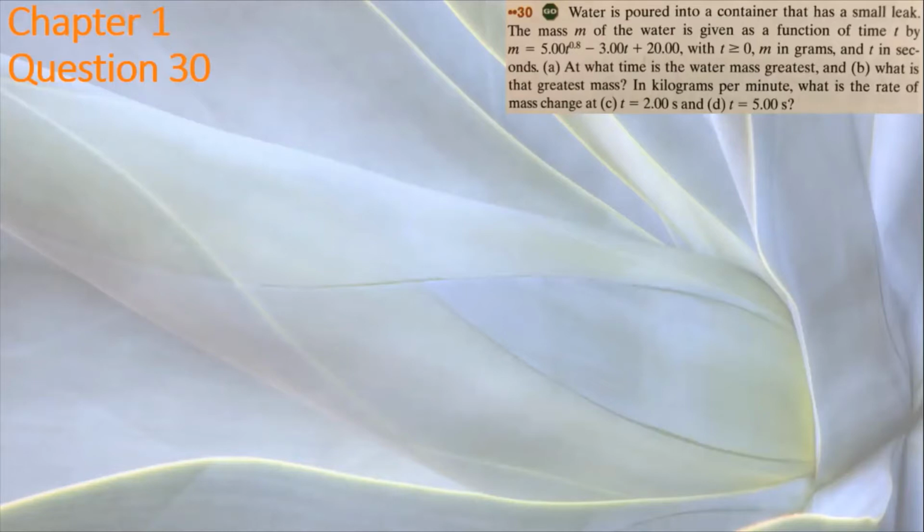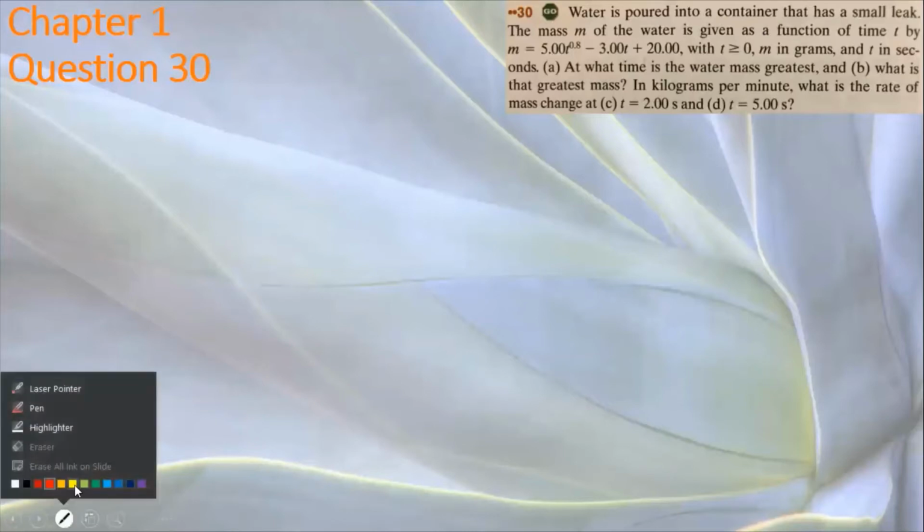The mass m of the water is given as a function of time t by m of t equals 5 times t to the 0.8 power minus 3t plus 20, where m is in grams and t is in seconds. So the problem is asking us to find at what time the water mass is the greatest, what is the greatest mass at that time, and then we want to find the rate of mass change at 2 points of time.